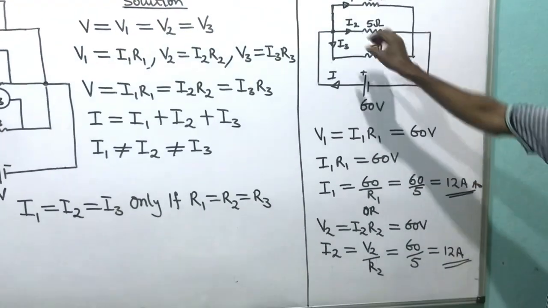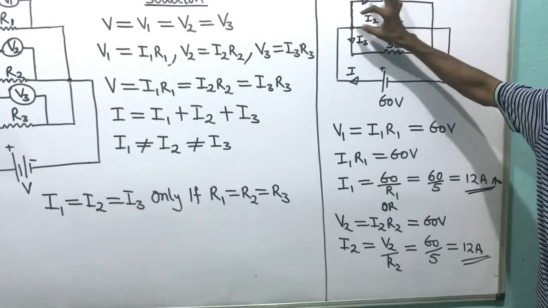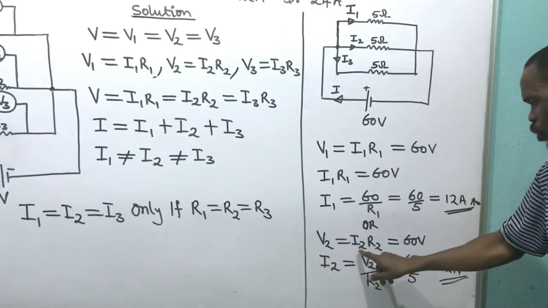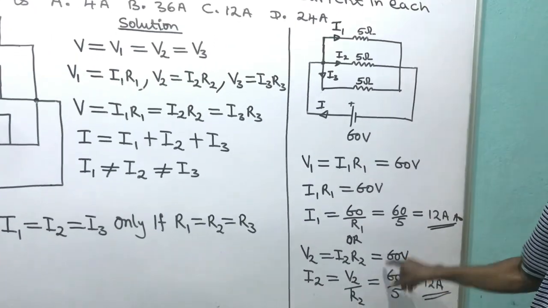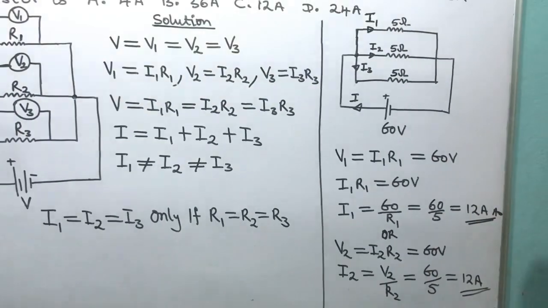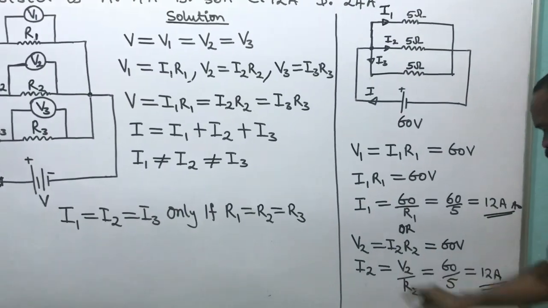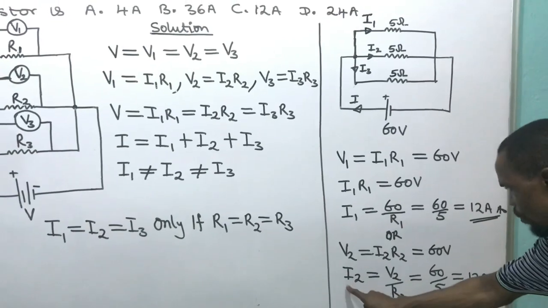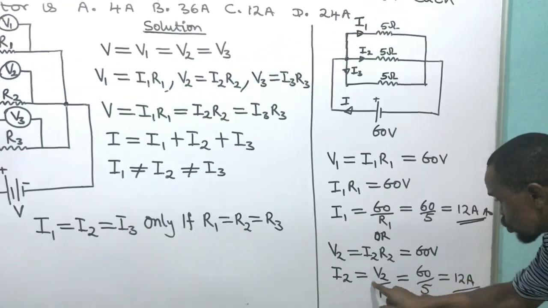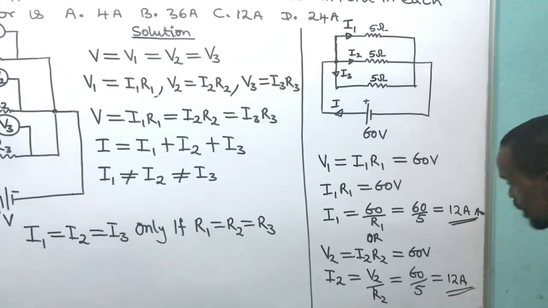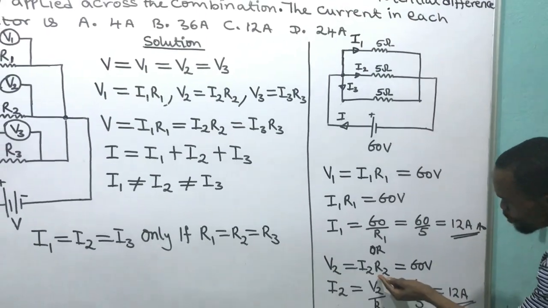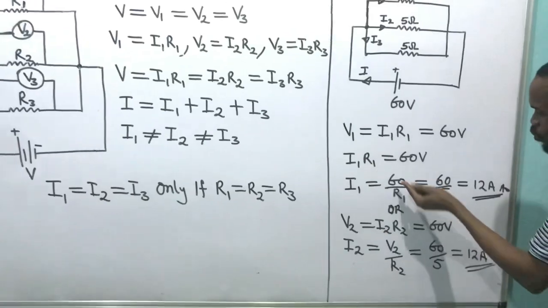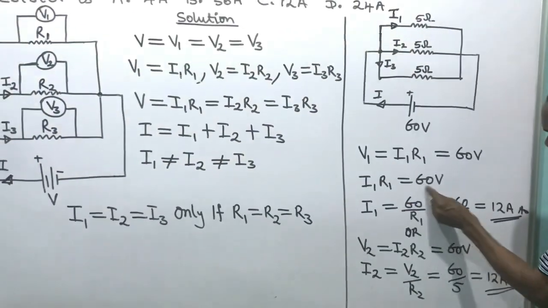Or I can choose the voltage drop across R2. I say V2 is equal to current 2 times R2, and the same thing is equal to 60 volts. Making current 2 the subject of the formula by dividing both sides by R2, I will have current 2 equals V2 divided by R2. It is the same thing I did here, dividing both sides by R1.